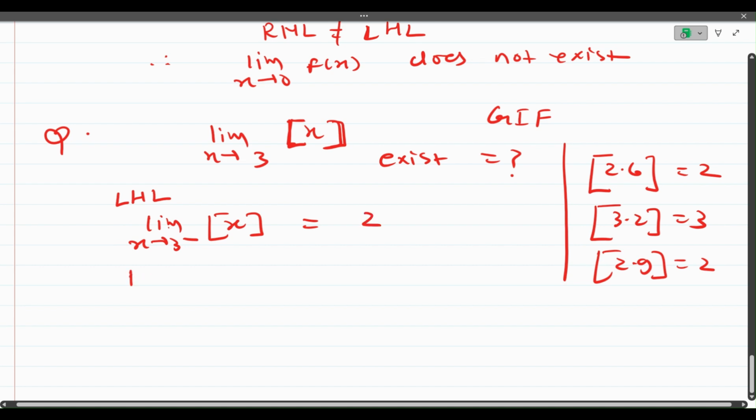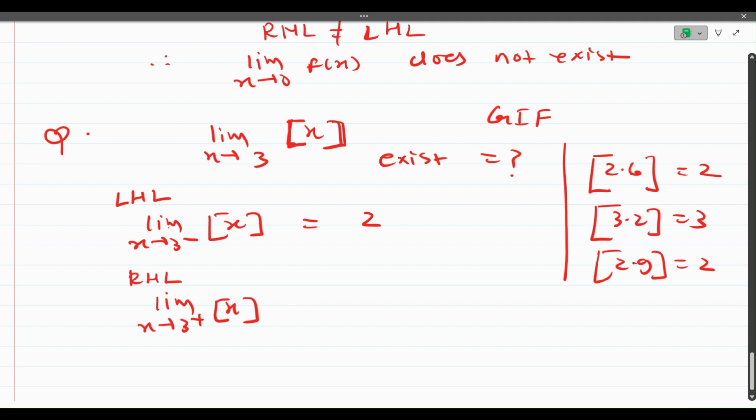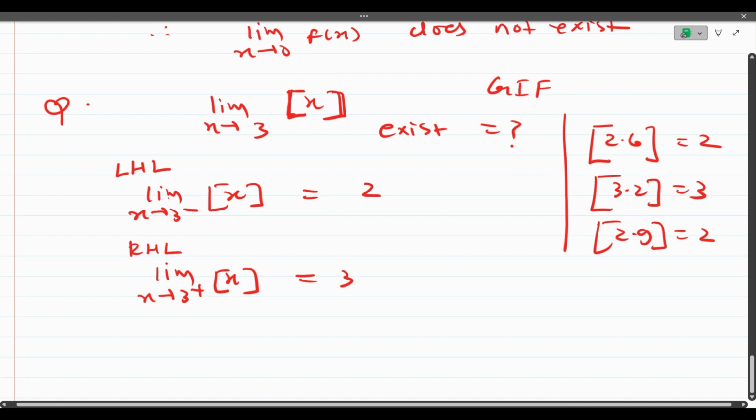And let's evaluate the right hand limit. If we are approaching x from the right side, then the value inside the greatest integer function will approach 3. And here you can see that the left hand limit is not equal to the right hand limit, and therefore the limit of the greatest integer function at 3 does not exist.